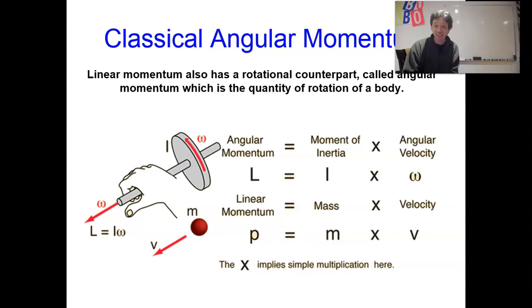Another example is linear momentum. So we've talked about angular momentum. We've talked about linear momentum, which is P equals mv. Angular momentum is given the symbol capital L, and it equals moment of inertia times angular velocity. So you can understand what angular velocity is. It's the speed at which you're spinning. Okay, and the units are radians per second.